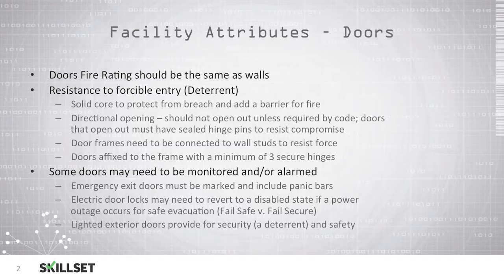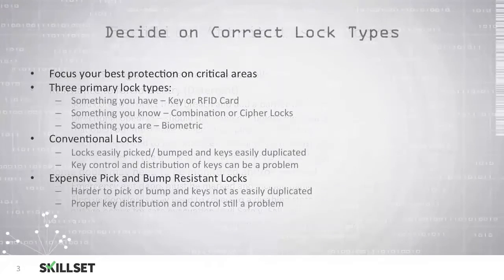Fail-secure doors will fail in a locked position if power is lost, and this will protect from individuals being able to enter your building if the power goes out. You should be familiar with the difference between fail-safe and fail-secure doors for the CISSP examination. You should also have sufficient lighting outside of your exterior doors to provide some security to deter intruders and also to provide safety for your employees. You should focus your efforts to place the best levels of protection in the most critical areas.